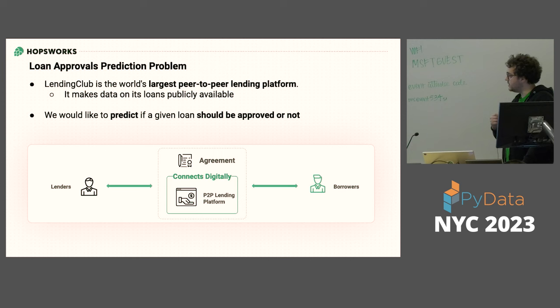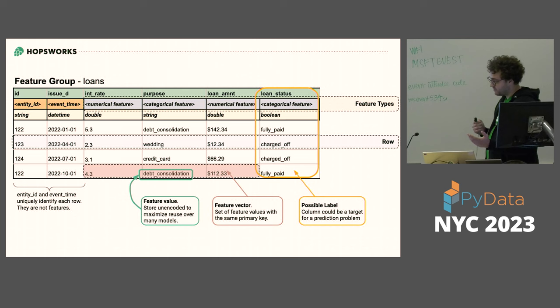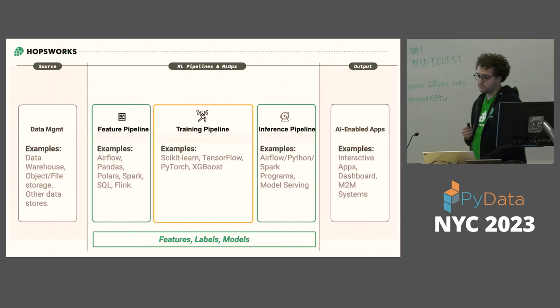So in this example, the ultimate goal is to predict whether or not a given loan should be approved. There's a bunch of different use cases that you can apply. For instance, you can potentially build a model to predict your exposure in terms of risk as a lender, as a borrower, or as a platform. In this specific one, we're only looking at whether or not a loan should be approved.